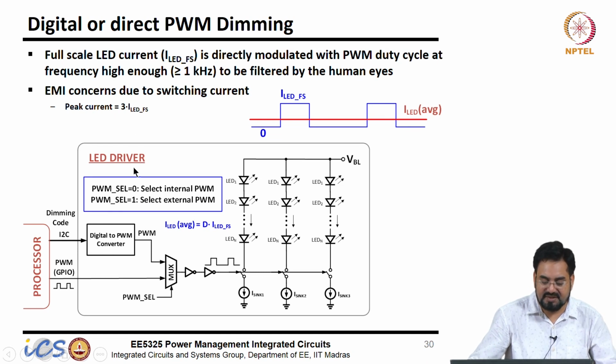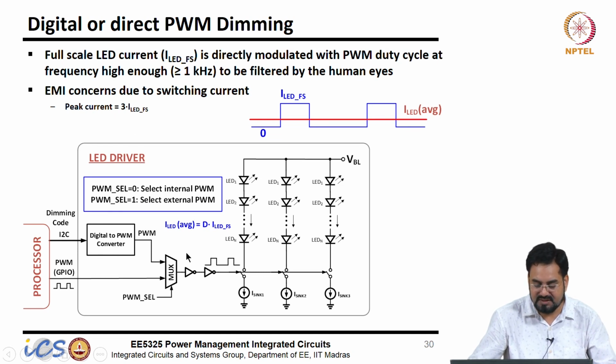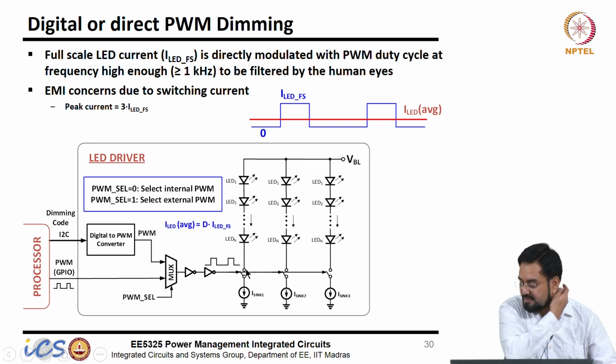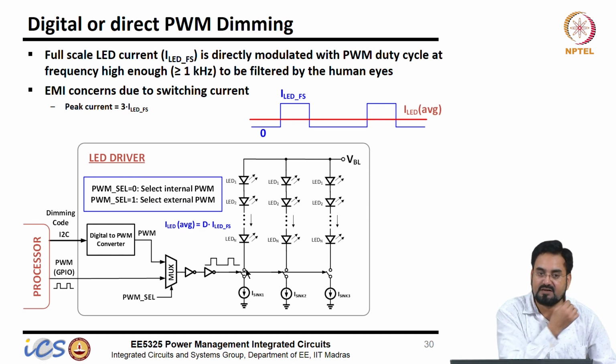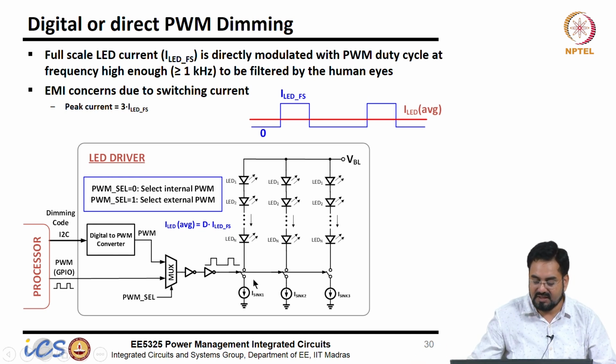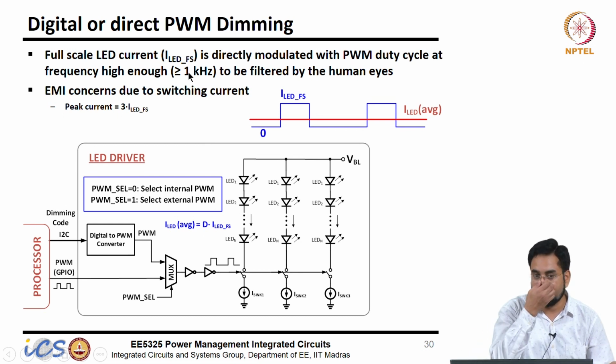So in the digital dimming, what we do actually, instead of programming the voltage, we simply turn on and off the current strings. So let's say this full scale current is 20 milliamp again, and depending upon at what rate, I mean what frequency and duty cycle I am turning on and off, it will look continuous to our eyes, because our eyes cannot perceive anything beyond it. It has to be done beyond 1 kilohertz.